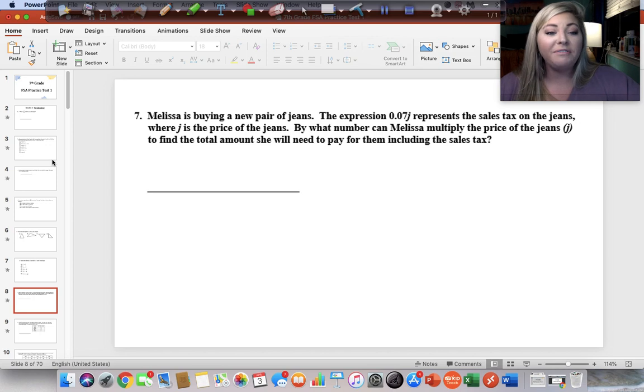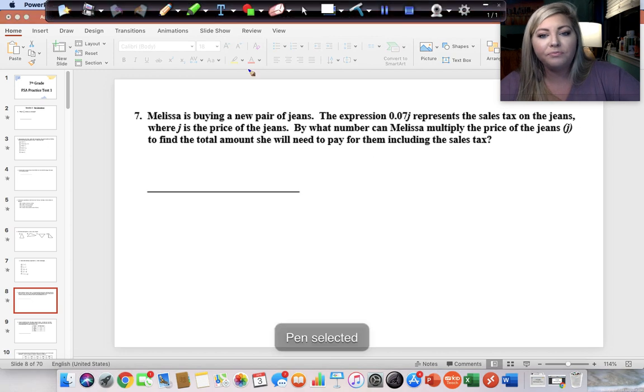Okay, number 7. Melissa is buying a new pair of jeans. The expression 0.07 times J represents the sales tax on the jeans. So that's 7% sales tax.